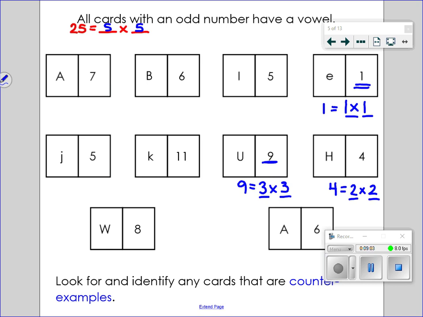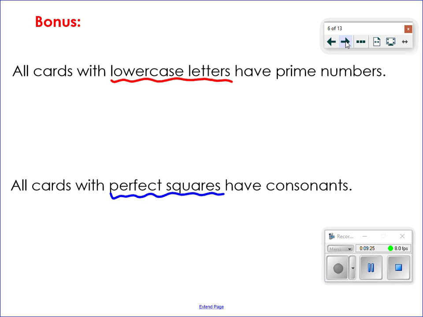8, 1 times 8, 2 times 4. Those are the only factors of 8. None of them are identical. What about 6? 1 times 6, 2 times 3, nope, not identical factors. Okay, so we have identified that we have 3 perfect squares, 1, 9, and 4. And our statement said all cards with perfect squares have consonants.